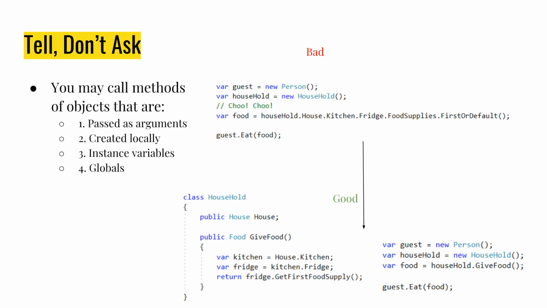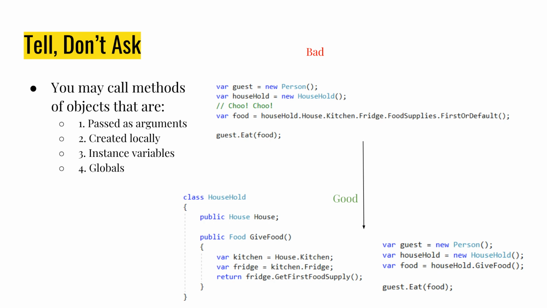And there is a principle coming from that: tell, don't ask. And there are four rules basically for what can be called from an instance. So you can call passed arguments, something that's created locally, instance variables, and globals. Nothing else can be called.